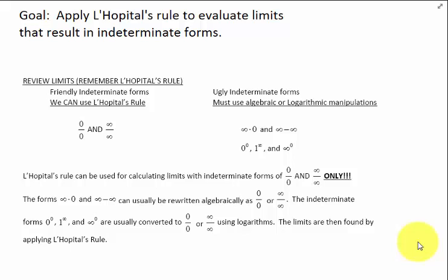Hi, and welcome to a video on L'Hopital's rule. The goal of this video is to apply L'Hopital's rule to evaluate limits that result in indeterminate forms.